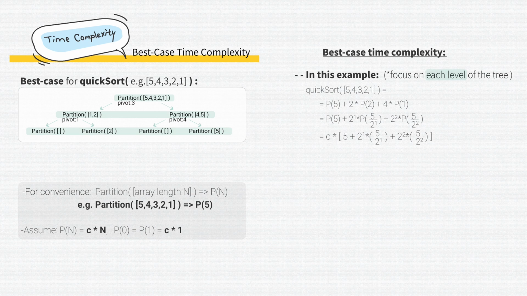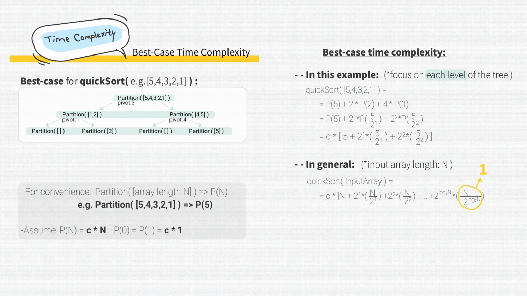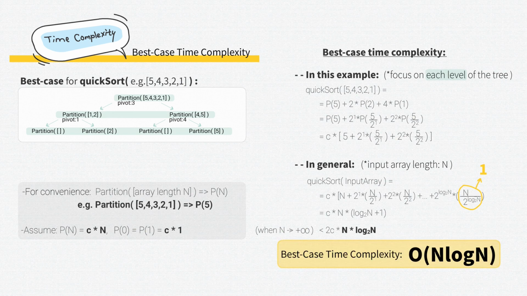Now let's consider the general case. Assume the length of the array we need to quicksort is n. Then the time it takes to quicksort this array is like this. And with some rearrangements, it is like this. When n approaches positive infinity, we can use n log n to describe the time it takes to quicksort the array. So the best case time complexity is big O of n log n.